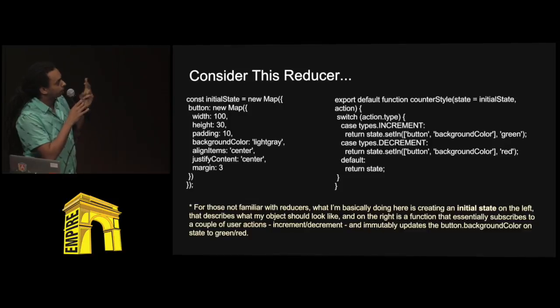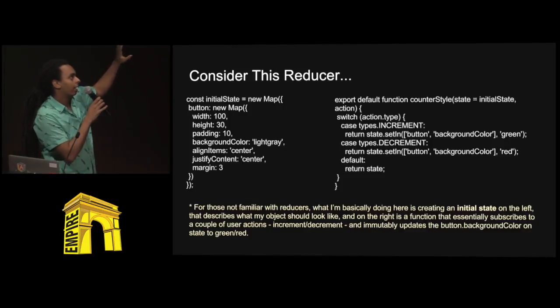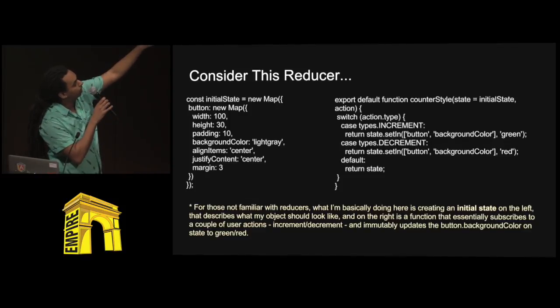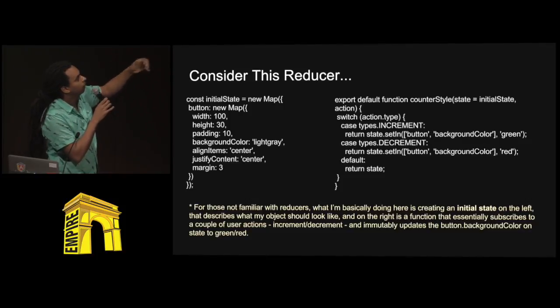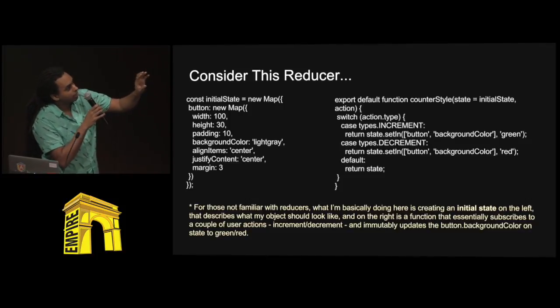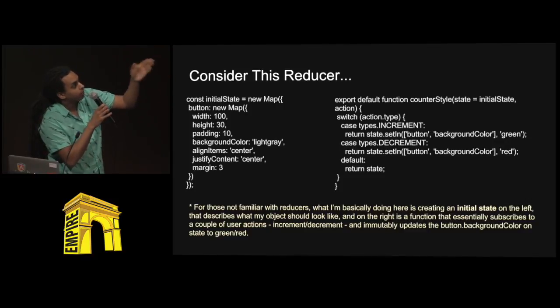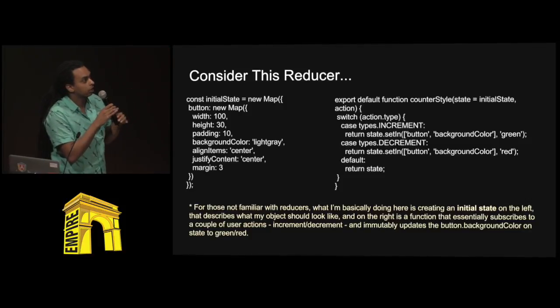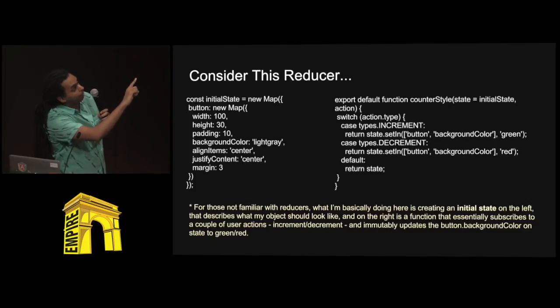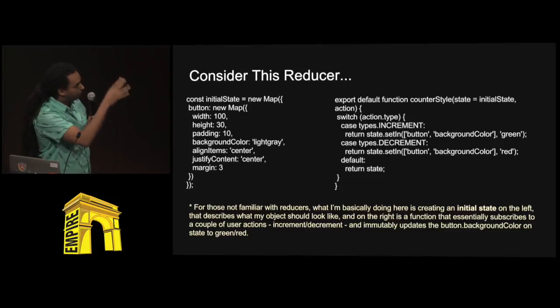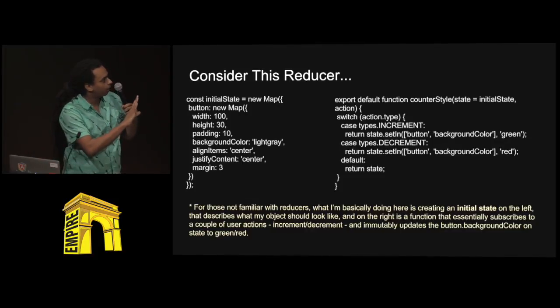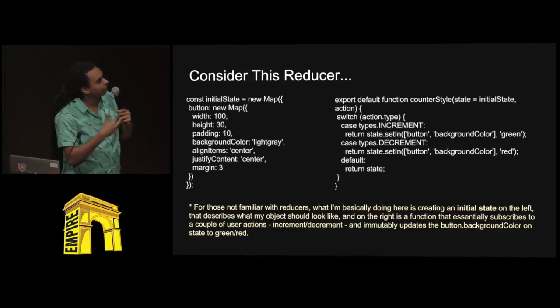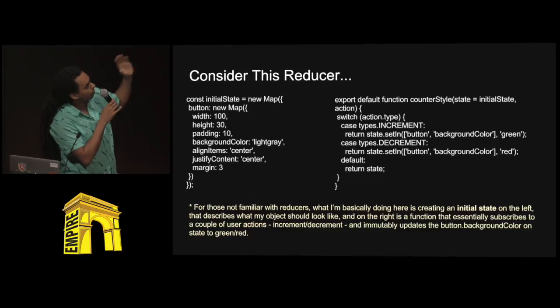Really what I'm doing here is I'm setting up two things. I'm setting up an initial state, and in this initial state I'm saying I want a button that has the properties width of 100, height of 30, padding 10, background color light gray, etc. And on the right-hand side, this is what we call a reducer. This reducer is listening for any actions, and you can see there's a little switch statement. If it gets an increment action, it'll set the background color to green. If it's a decrement action, you get the color to red. I won't go into it any more than that. But basically, that's how I was thinking about updating and creating objects that represent my styles.